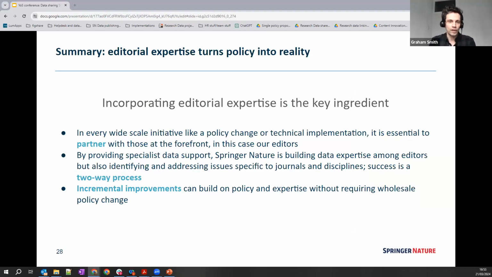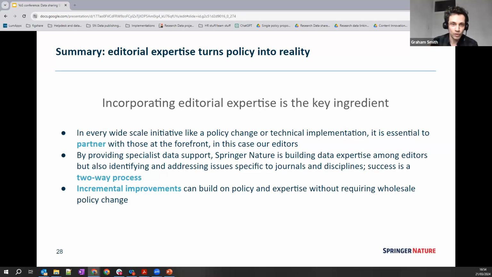So yeah, I think I've covered this already, but the summary slide is essentially that editorial expertise is really the key ingredient to facilitate this. It's not a case of just making a top-down policy and then leaving authors to it. It's really essential to partner with those who are working with these manuscripts and working with researchers. And it's a two-way process.